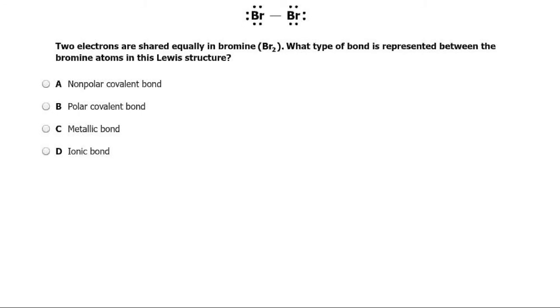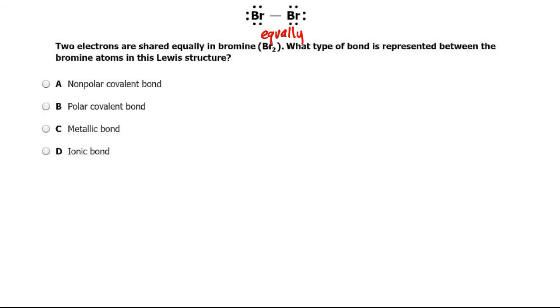2 electrons are shared equally in bromine. What type of bond is represented between the bromine atoms in this Lewis structure? So the bromine atoms here both have the same electronegativity value. I don't know exactly what their electronegativity value is, but it's irrelevant because they are equal.